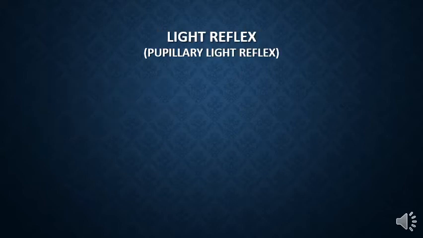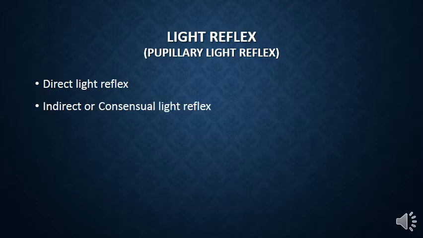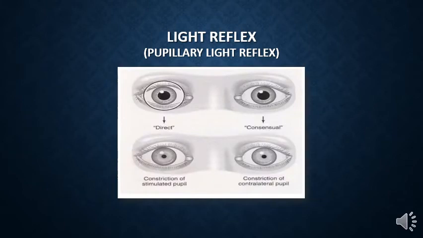Light reflex is also called pupillary light reflex. It can be defined as when light is projected on an eye, its pupil constricts and there is simultaneous constriction of the contralateral pupil as well. It has got a protective role in the sense that it avoids excessive exposure to light. It can be of two types, direct light reflex and indirect or consensual light reflex.